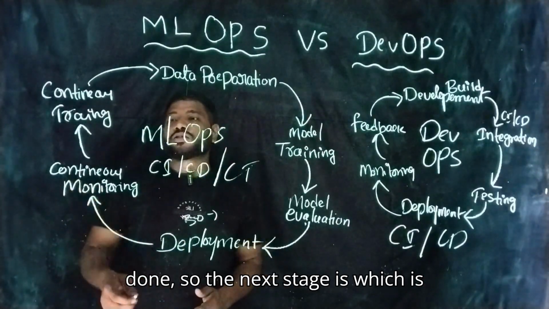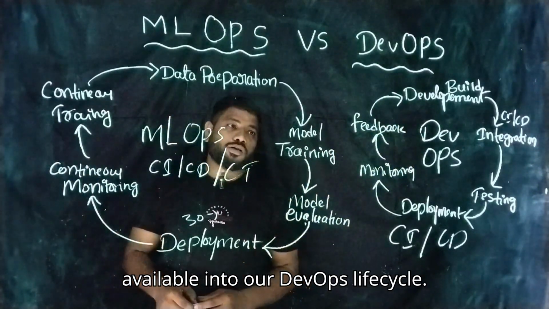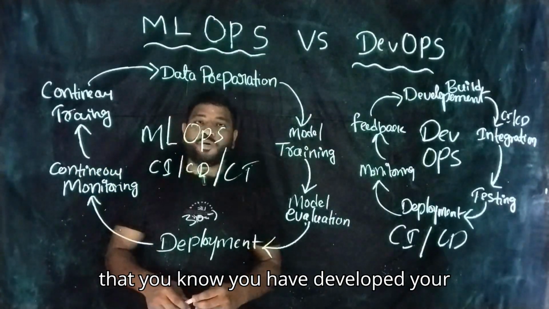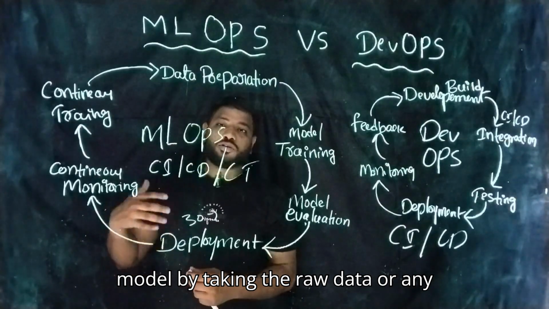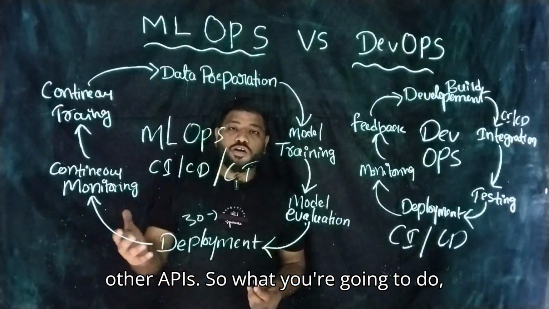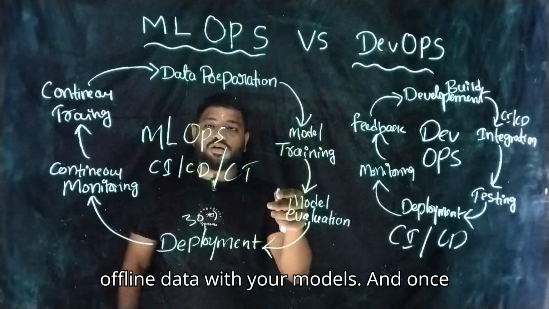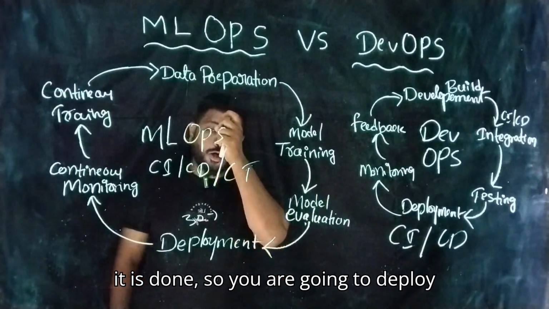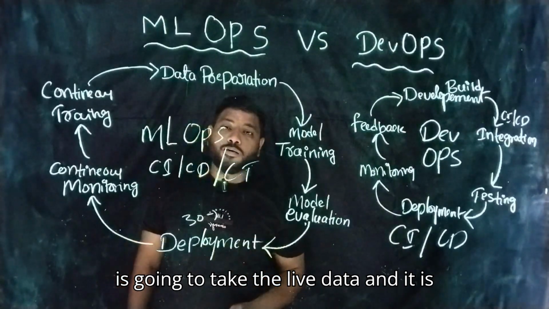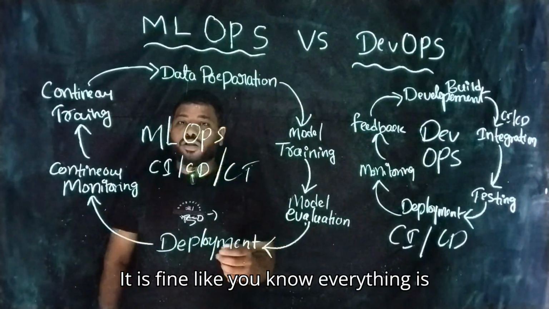So once monitoring is done, the next stage is continuous training, which is not available in our DevOps lifecycle. Here, continuous training is something where you have developed your model by taking the raw data or any live data from a CSV file or any other APIs. You are going to train the offline data with your models, and once it is done, you're going to deploy it into production. Now the production model is going to take the live data and give predictions. It is fine, everything is going fine.